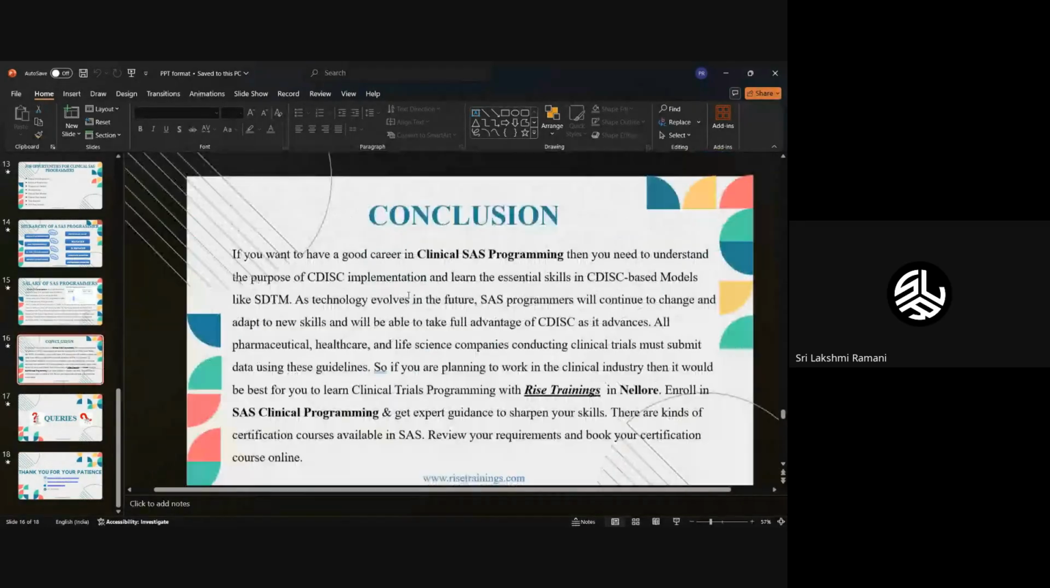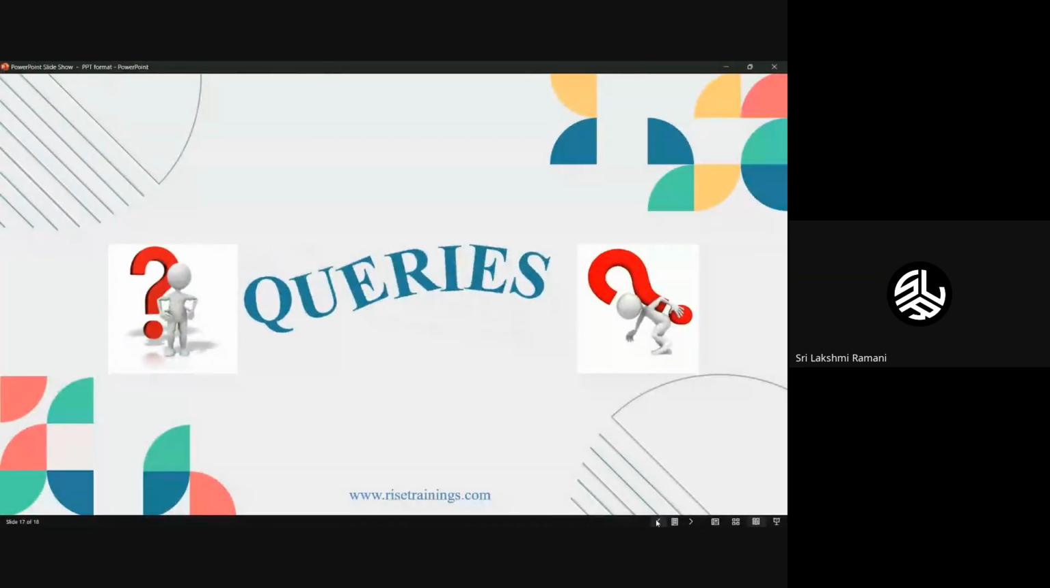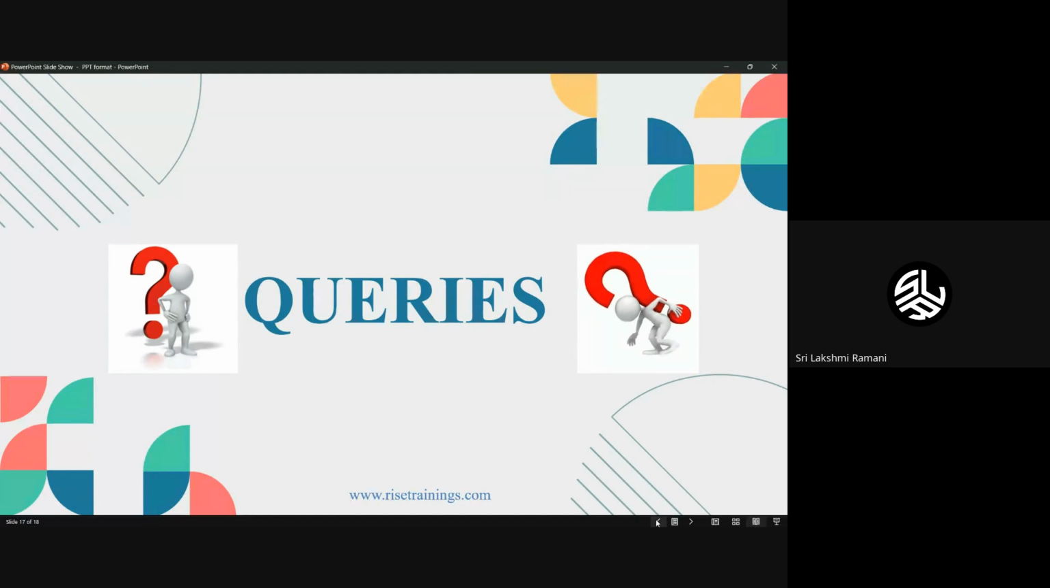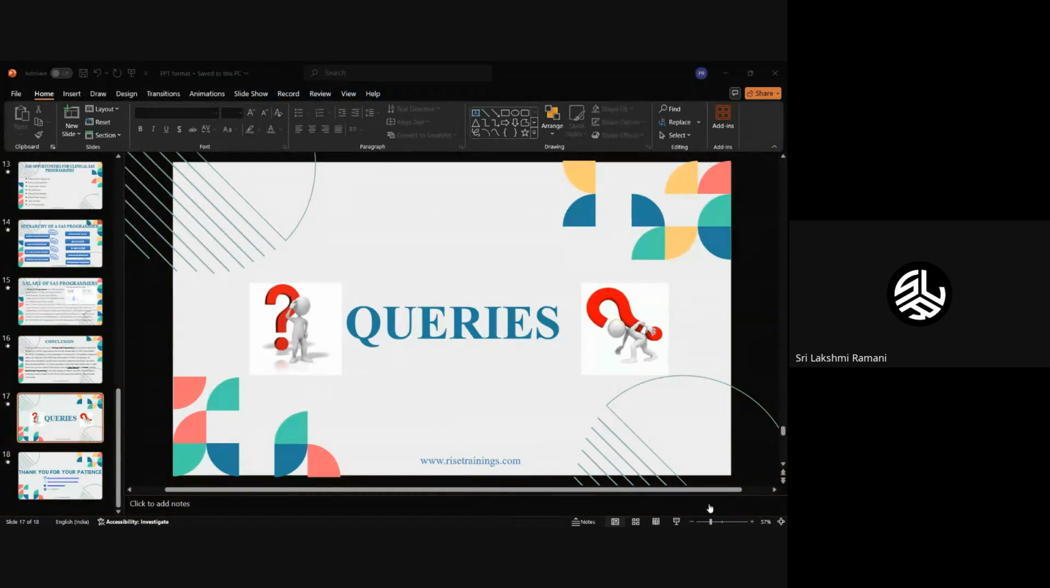Got it? If you have any queries, you can raise your hands. Any queries about the fee and all? Is there any placement assistance? Yeah, the placement, the fee, and all these doubts will be addressed by Reshma.